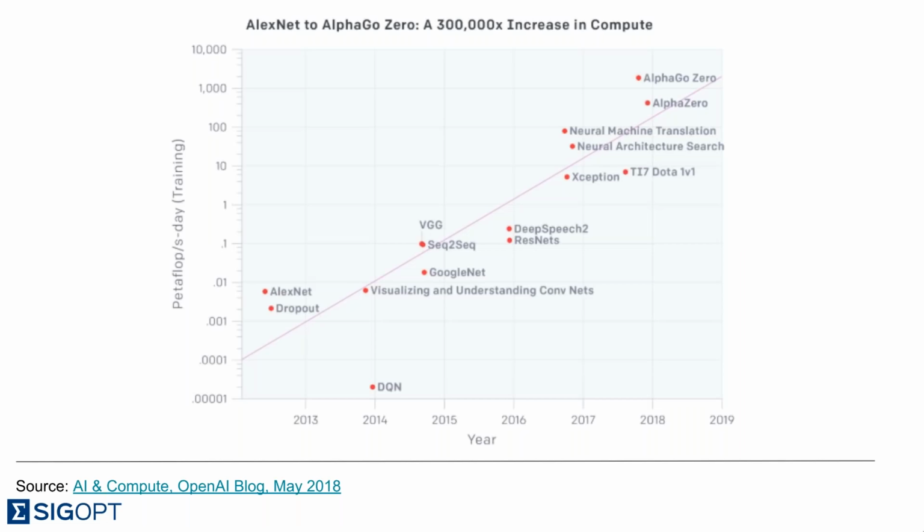This isn't just an academic exercise. We're seeing an explosion in the amount of computation required for sophisticated modeling. Here's a chart from a recent OpenAI blog post. And in short, from AlexNet in 2012 to AlphaGo Zero in 2017, there was a 300,000x increase in the compute required to train these sophisticated models.